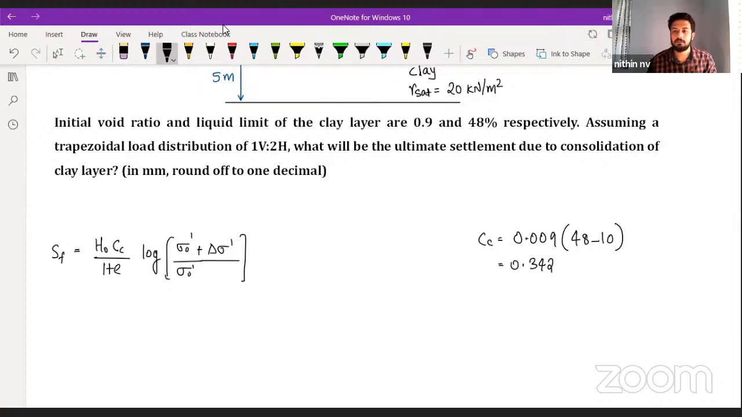0.342. Okay, so substitute in percentage. That also you note down. Okay, that is also important. Don't take it in decimal. Then you are going to get very less value, 0 like that.